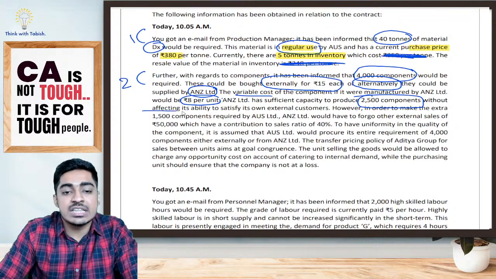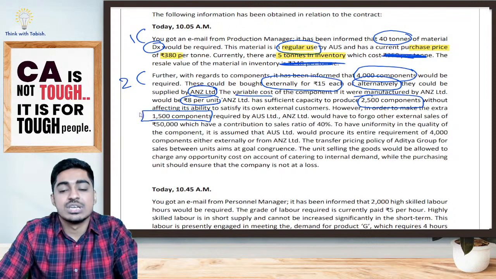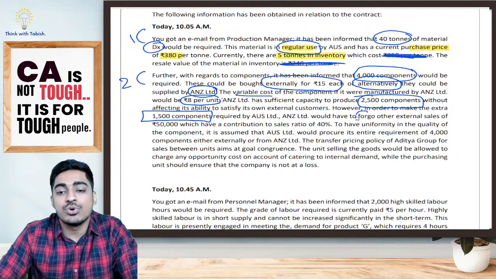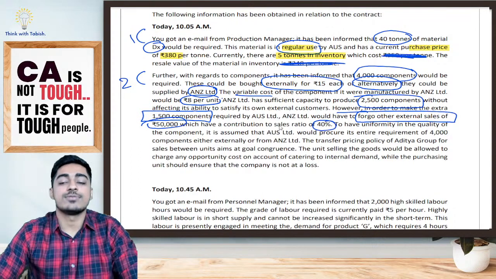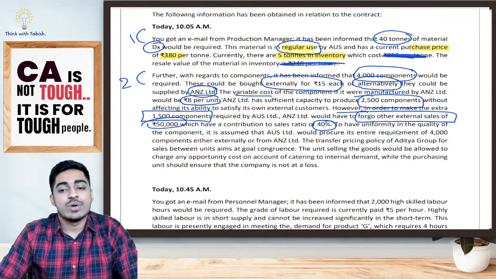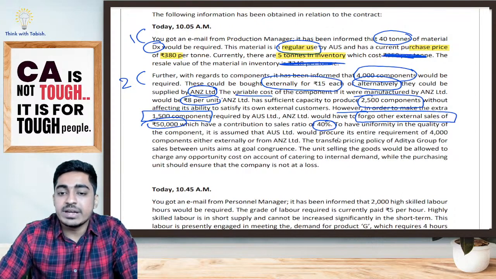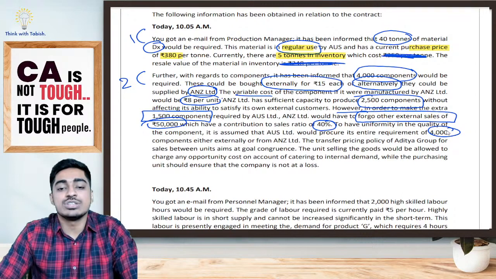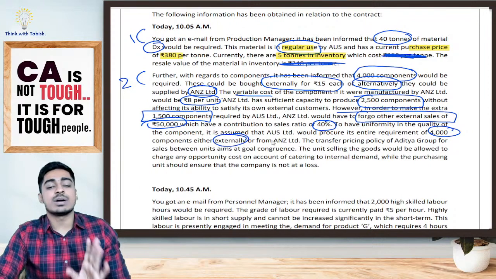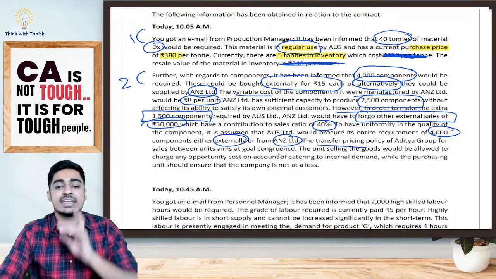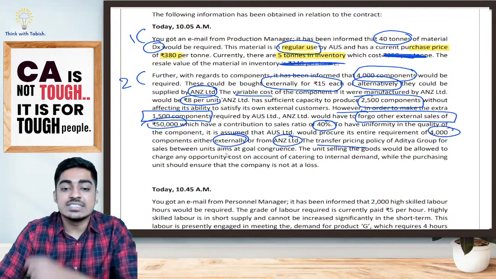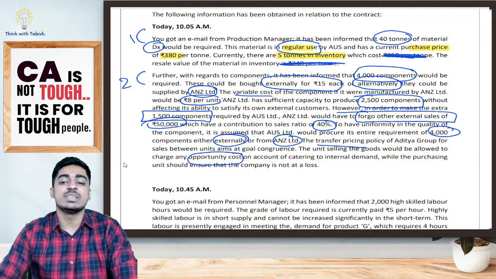However, for the extra 1,500 components, it has to forego external sales of 50,000, which has a PV ratio of 40%. To have uniformity in the quality of component, either the complete 4,000 units we will buy externally, or the complete 4,000 units we will buy from in-house. Transfer pricing is set in a way that whatever is the opportunity cost will also be charged.